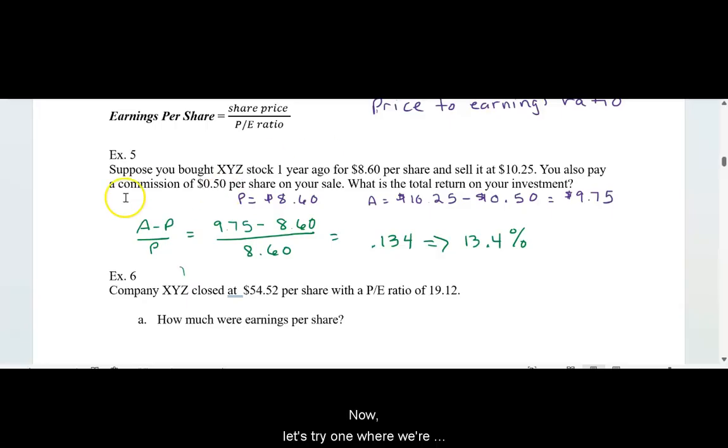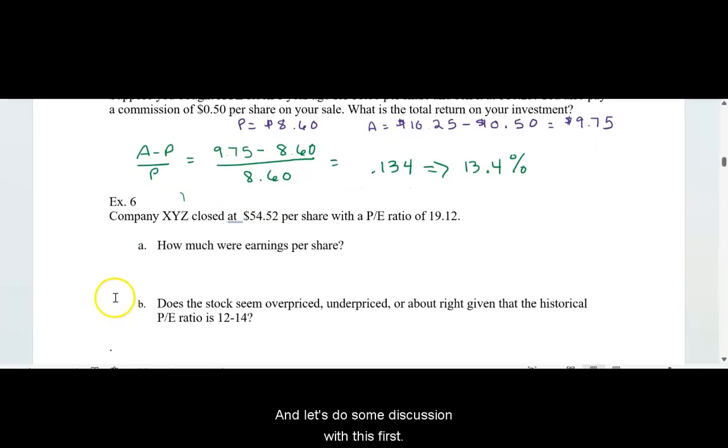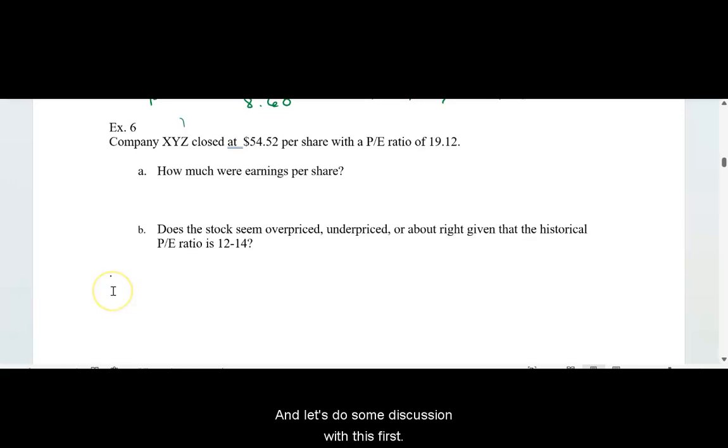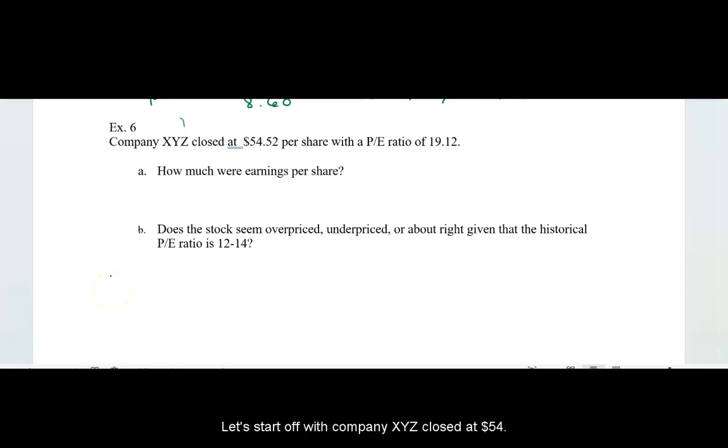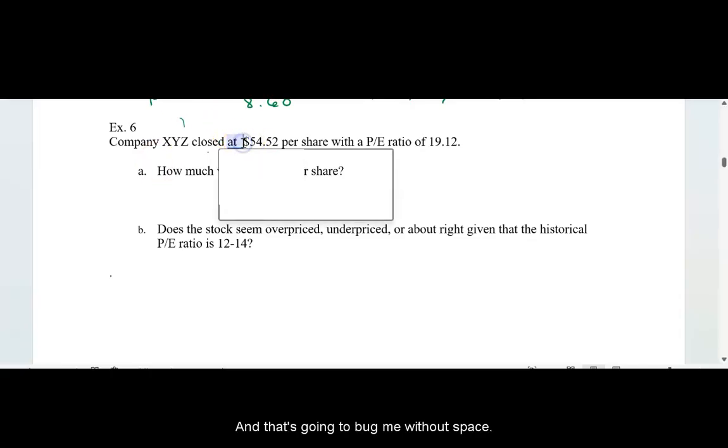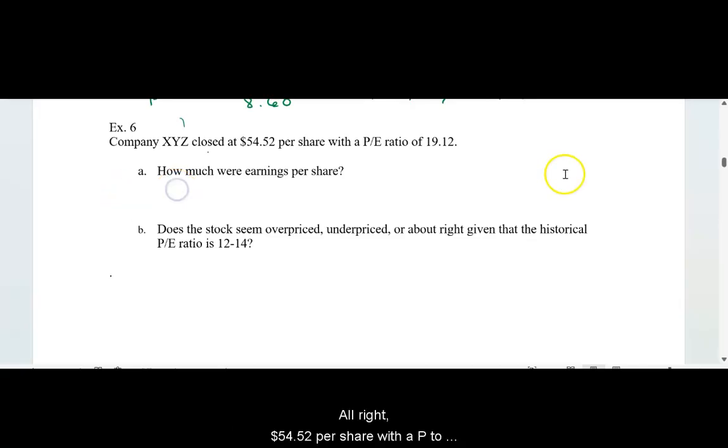Now let's try one where we're looking at a P to E ratio, and let's do some discussion with this. First, let's start off with company XYZ closed at $54.52 per share with a P to E ratio of 19.12. How much were the earnings per share?